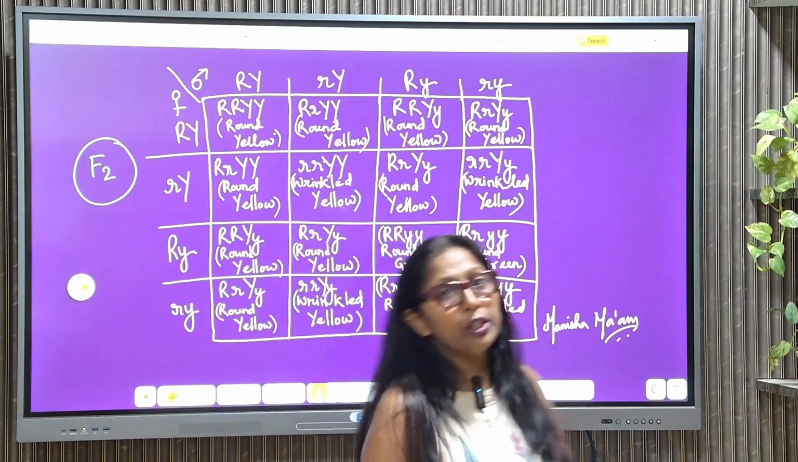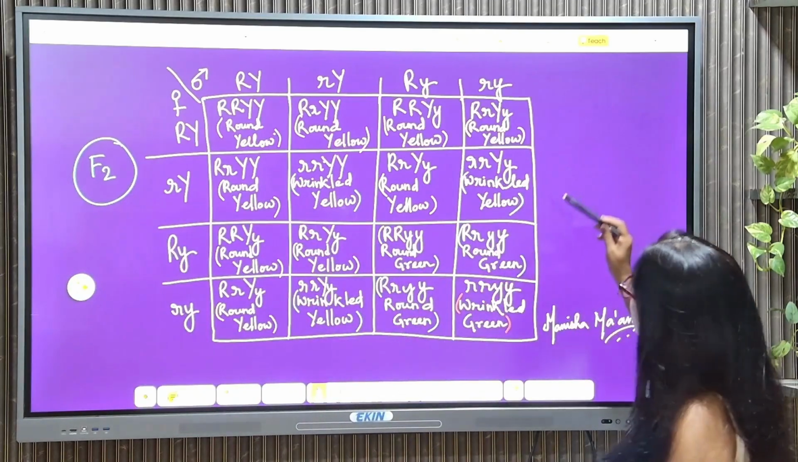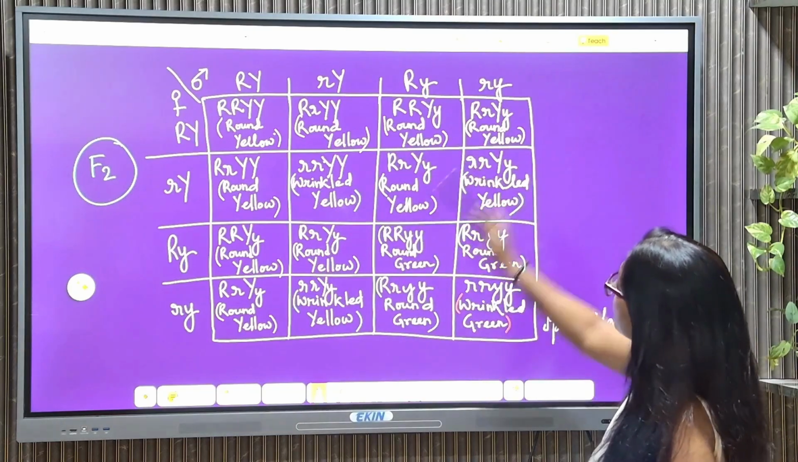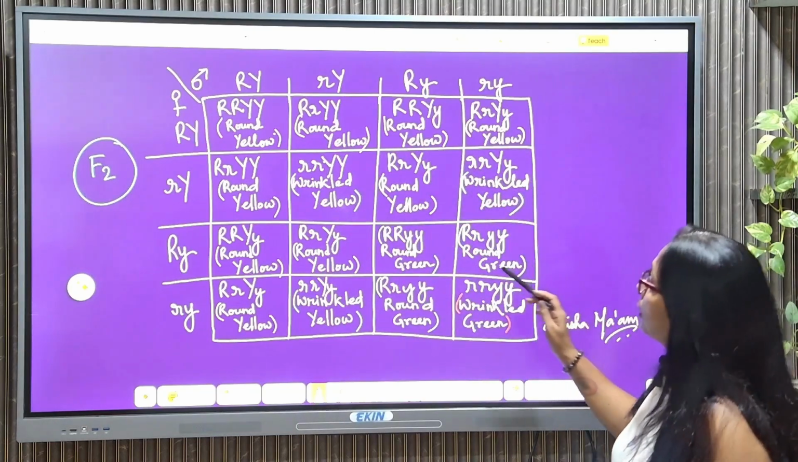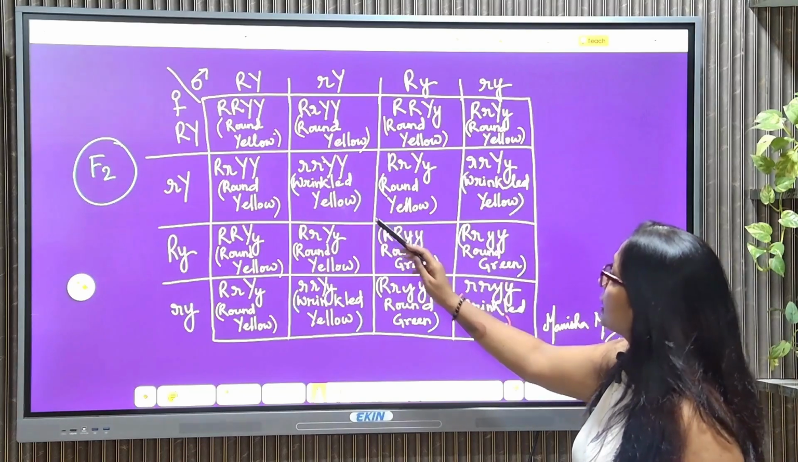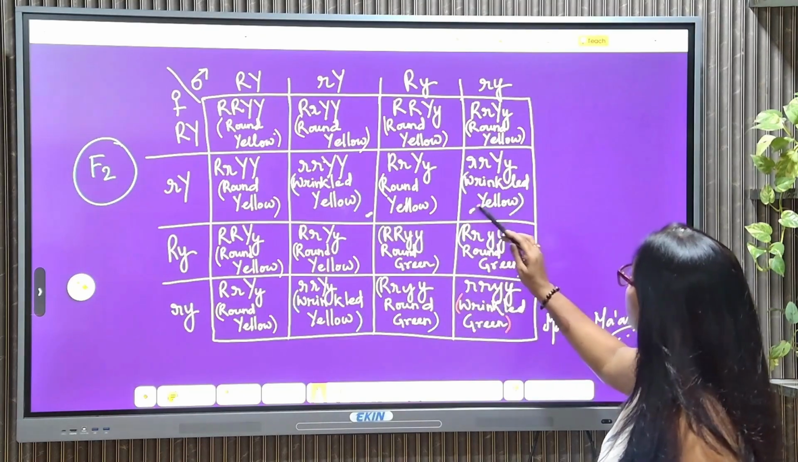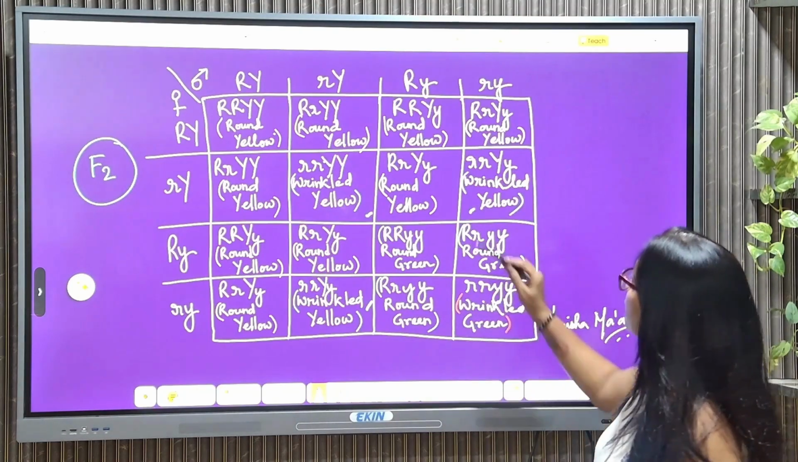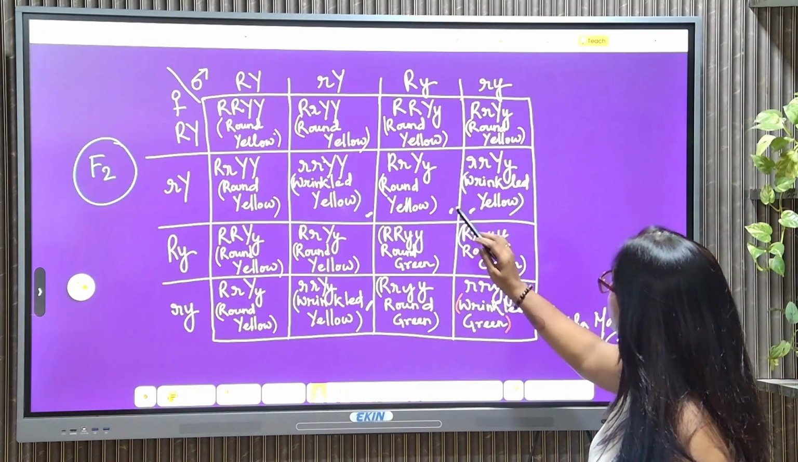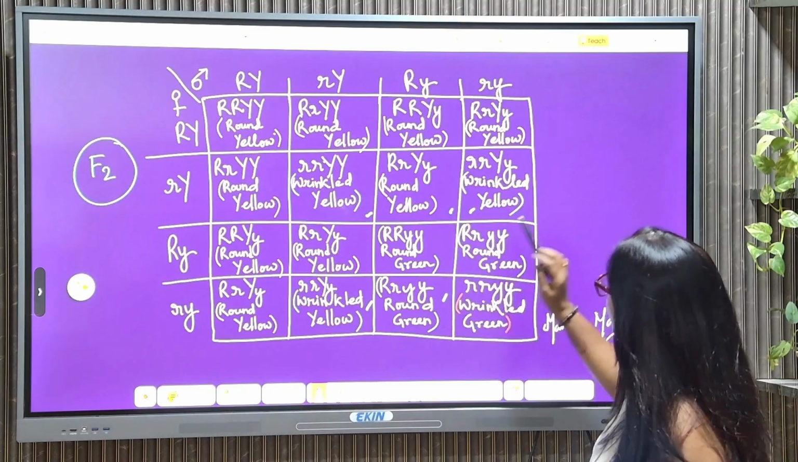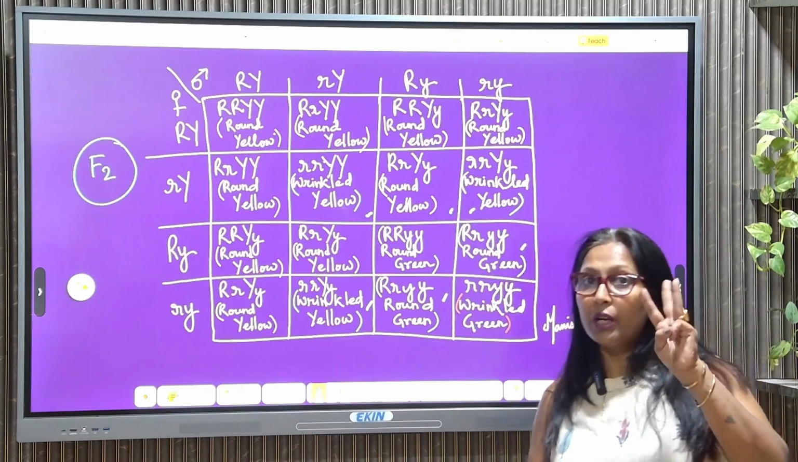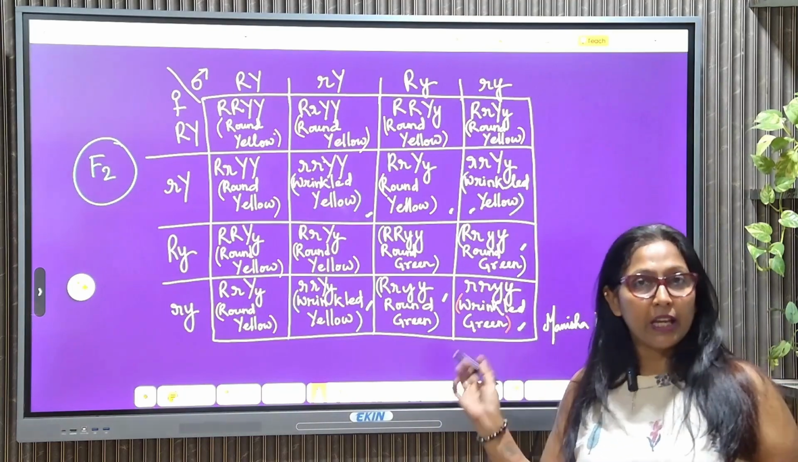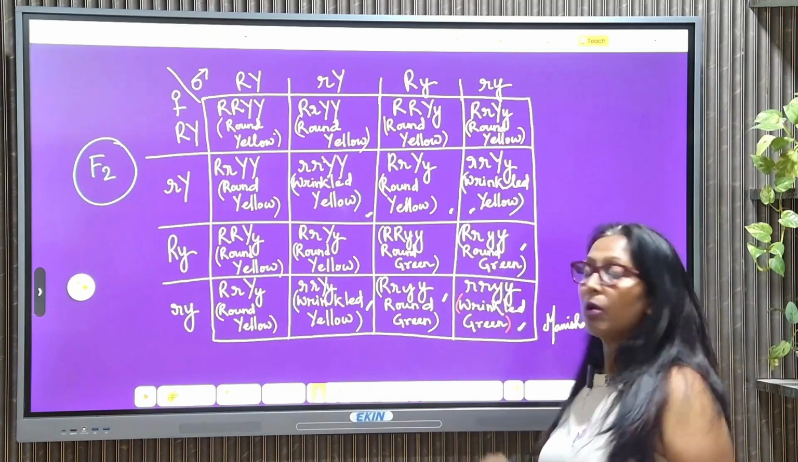If we go through the boxes, we can see there are 9 round and yellow seeds, followed by 3 wrinkled and yellow: one wrinkled yellow, another wrinkled yellow, and another wrinkled yellow here. Okay, followed by the round and green: one round green over here, another round green over here, another round green over here, 3 round green, and finally 1 wrinkled and green at the end of the boxes. So we got a 16-box square.